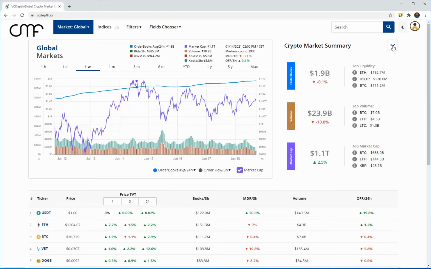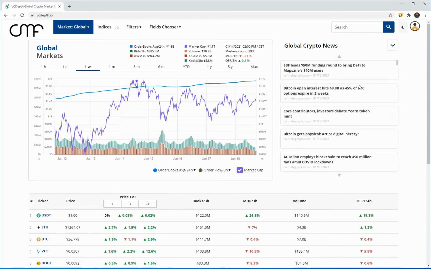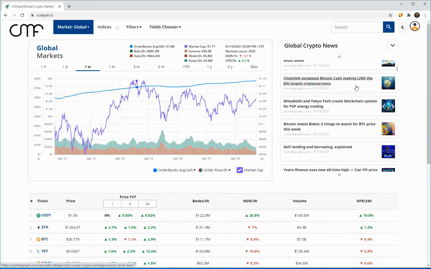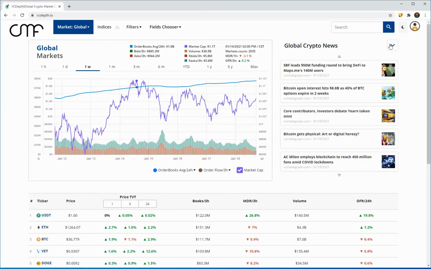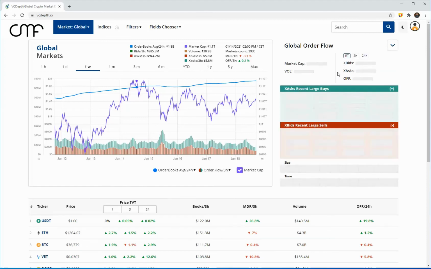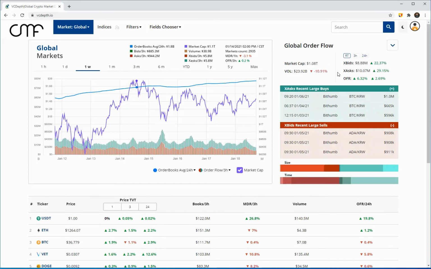Here we have the Global Crypto News panel with news from leading and reputable news sites, so you can see what is new in crypto while watching the market. We have an order flow information panel. Here we are looking at volume based on differentiated buy and sell volume. Notice that we can switch between real-time data, 3-hour average and 24-hour averages. You will also see this functionality elsewhere on the site.